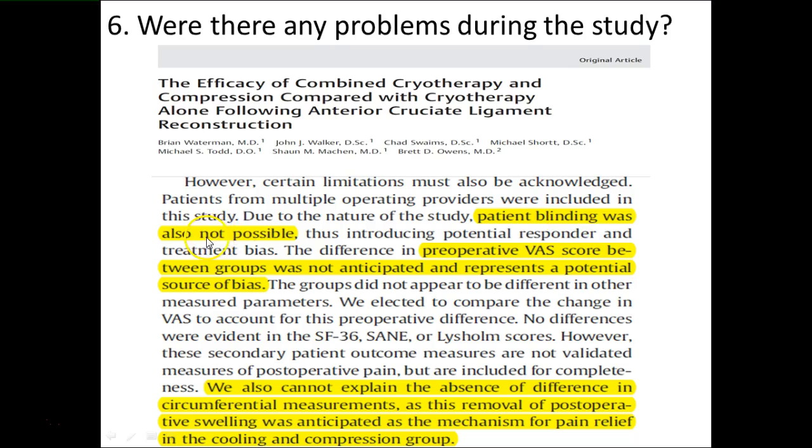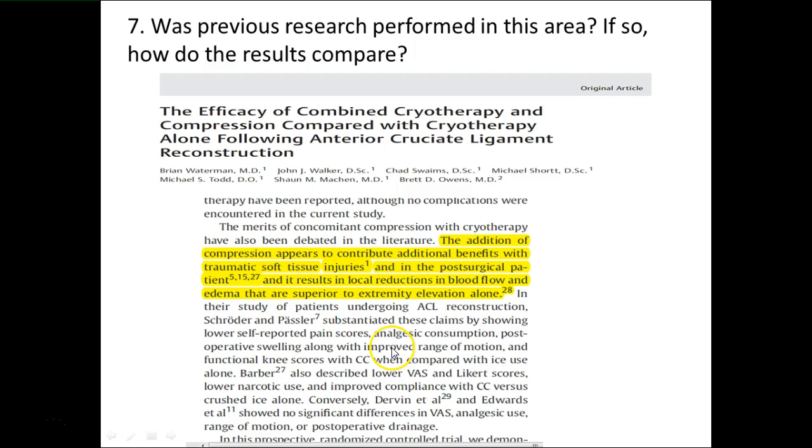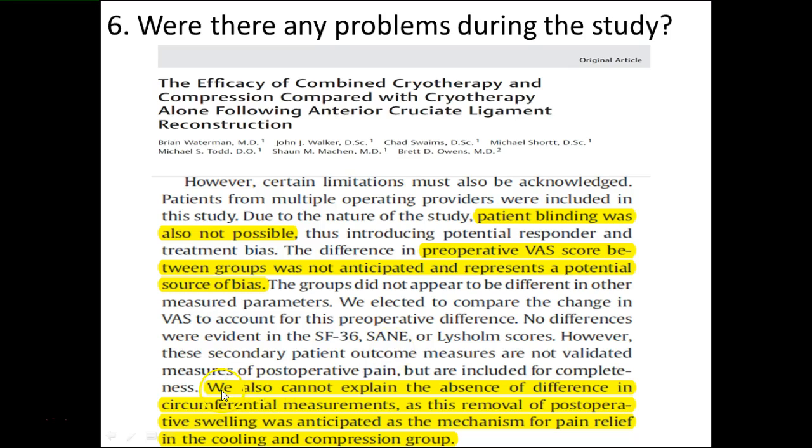Yes. Patient blinding was also not possible. So patients were not blinded to treatment. And because of that, the authors say there probably was some bias in the study. Another limitation to the study is that preoperative VAS score between groups was not anticipated and represents a potential source of bias. So what this means is that the two groups were different at baseline, so it becomes an issue. And then one of the bigger issues you'll see down here on the bottom, we also cannot explain the absence of a difference in circumferential measurements. And so they can't explain one of the results that they got, right? I believe that to be an issue as well.